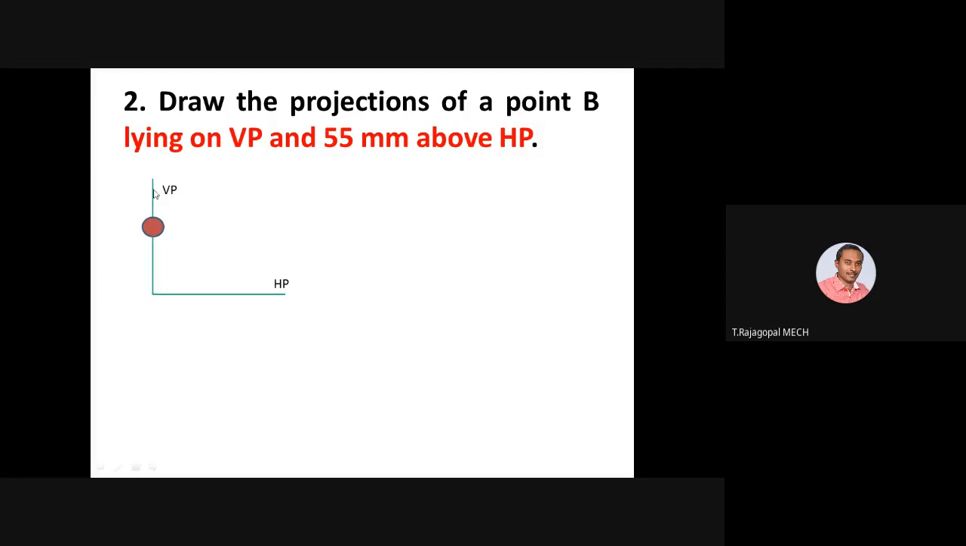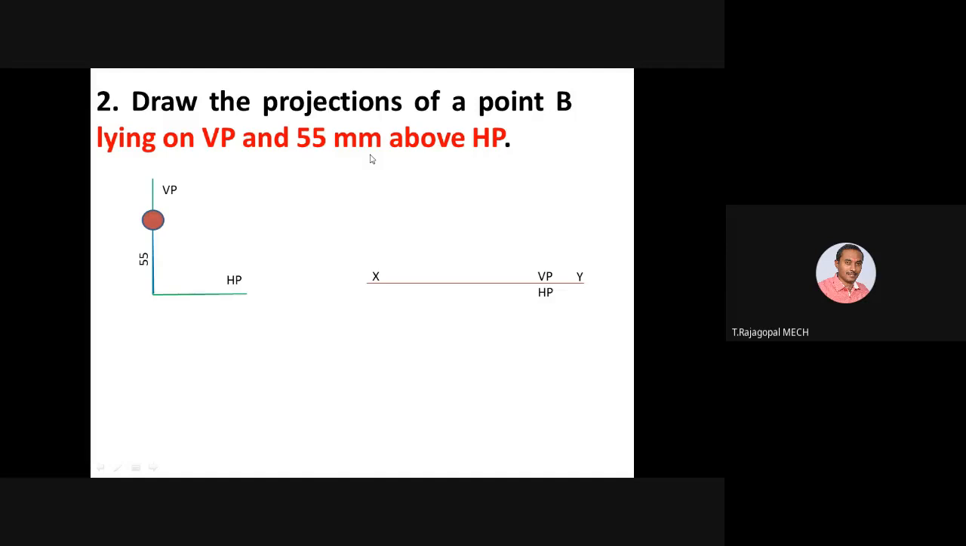The point which is lying on VP, but 55 mm above HP. This point can be anywhere on the VP. For fixing that point, they have given the data as 55 mm above HP. Now you have to fix that for 55 mm above HP. Now check what is the top view.